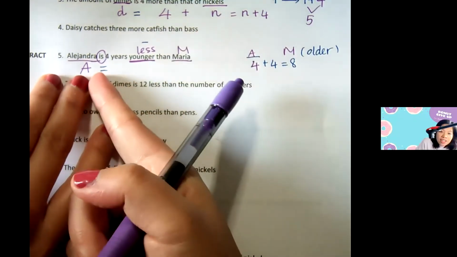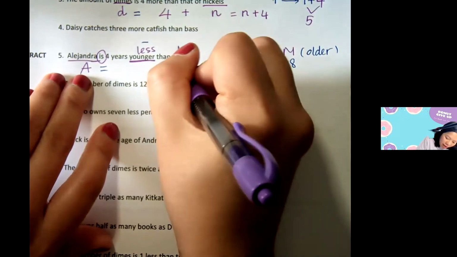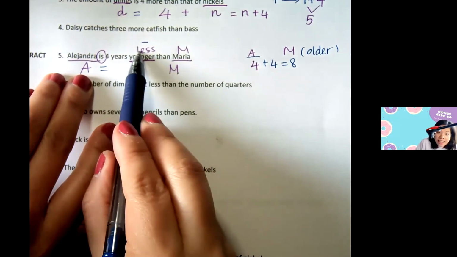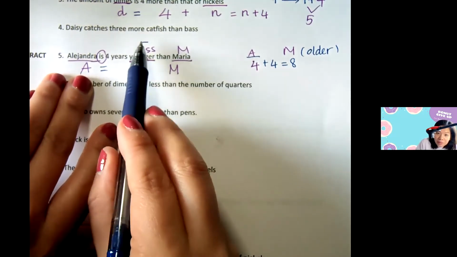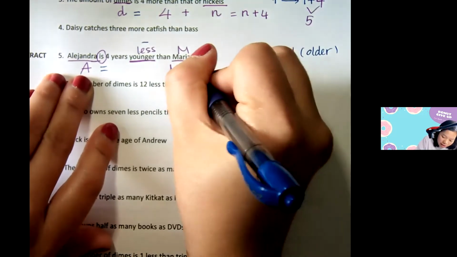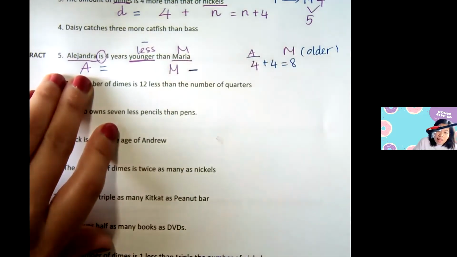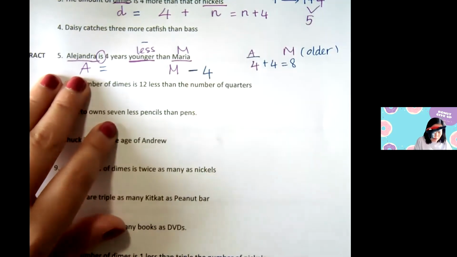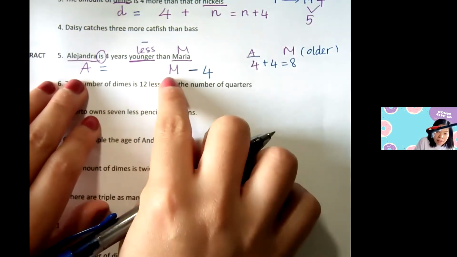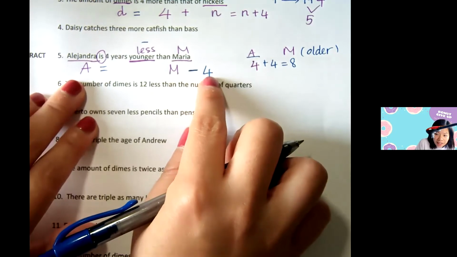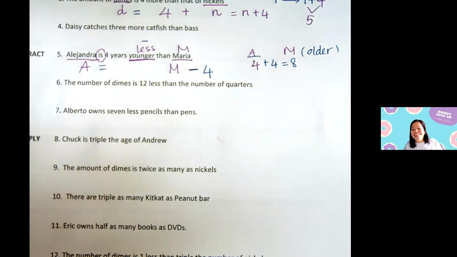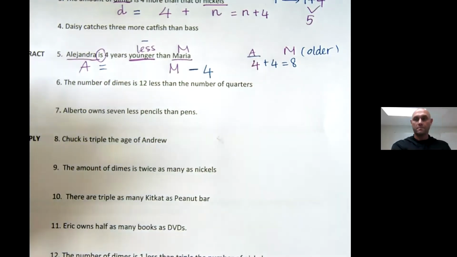Because Alejandra is younger than Maria, so we're gonna take Maria's age. And because younger, like Mr. Sawan said, it had to be less, correct? And we're going to be subtracting. So we're gonna subtract from Maria's age. How much difference between them? 4. Exactly, 4. So Alejandra equals Maria minus 4, correct? And we're talking about age here, okay? Don't worry about the letter or whatever. Beautiful job, Mr. Haas.